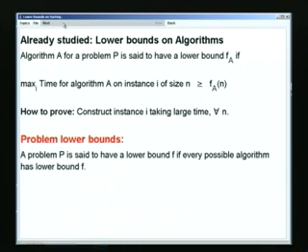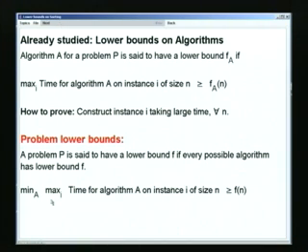Next, we will look at problem lower bounds. A problem P is said to have a lower bound f if every possible algorithm has lower bound f. Okay. So, this statement has to apply, but it has to apply for all possible algorithms for this problem P.